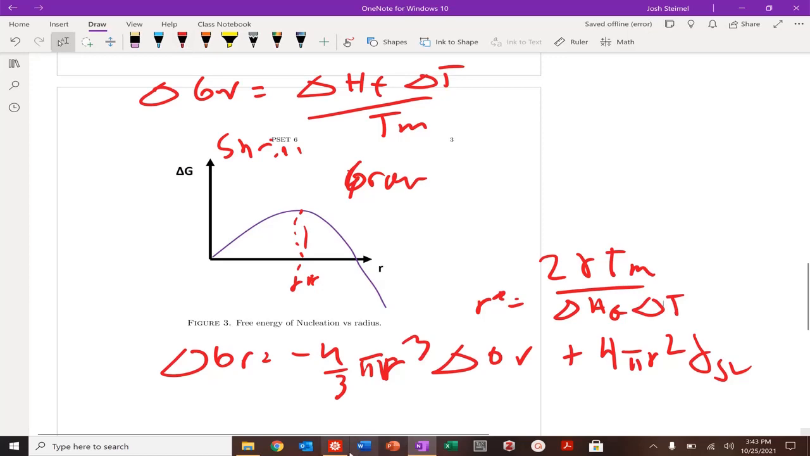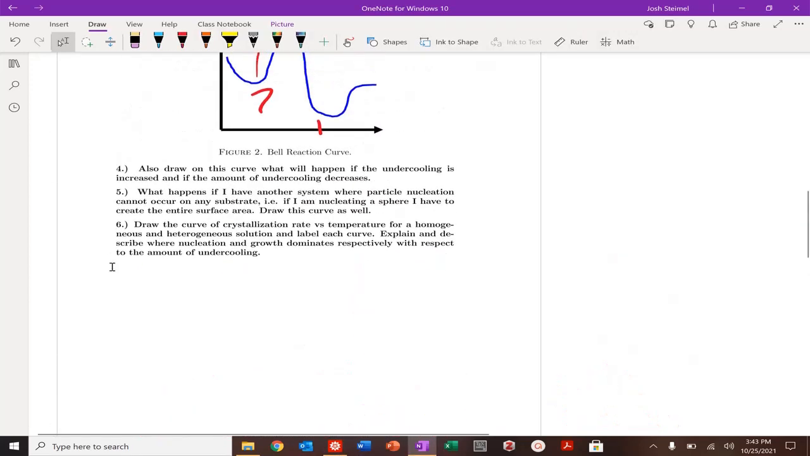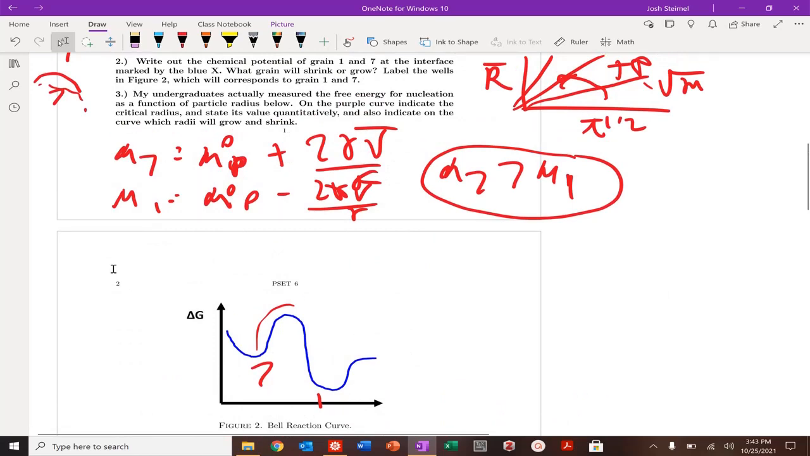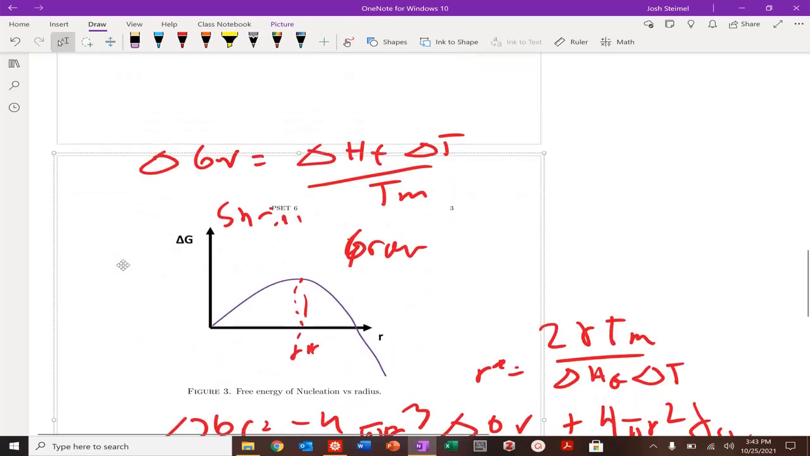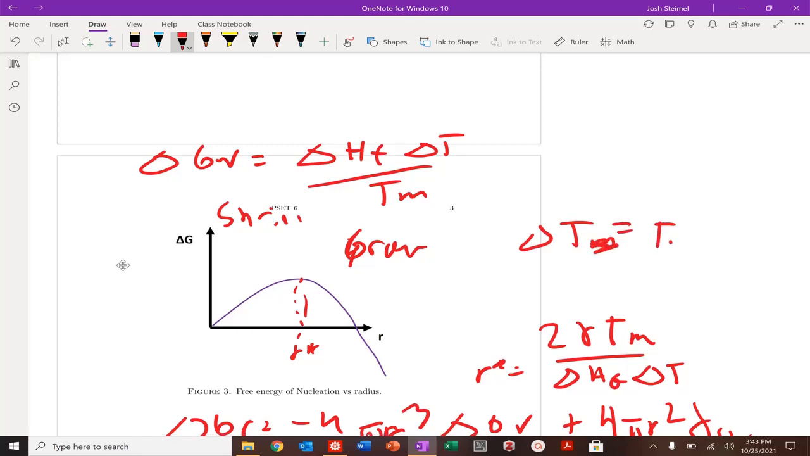That delta T is a critical relationship, one that we've talked over a bit before in class. So we've got that. We answered the question. We state the value quantitatively. Okay. What will happen if the undercooling is increased or not? So again, delta T is my amount of undercooling. So delta T is equal to Tm minus T.